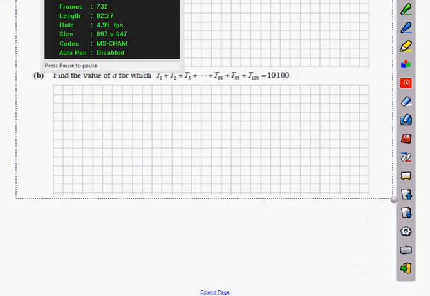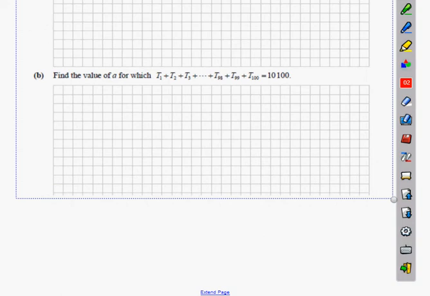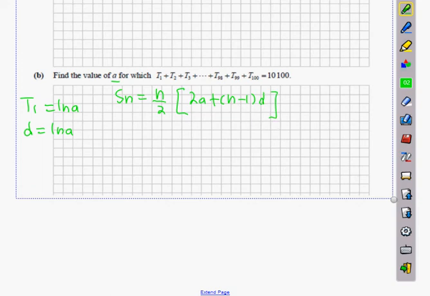Yes, John? This one here, what it's saying is T1 all the way up to T100 equals 10,100. Find the value of A. Now, what I'm going to do first and foremost is, we know that T1 equals ln A. We now know that D equals ln A. We know it's an arithmetic sequence. Sn equals n over 2 into 2a plus n minus 1 times d. I'm going to get the general expression for S of n.